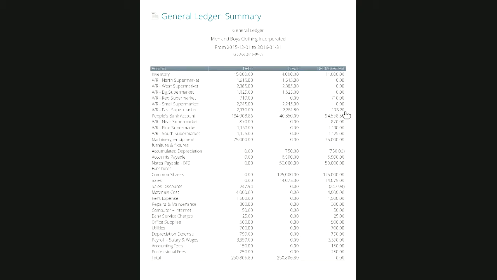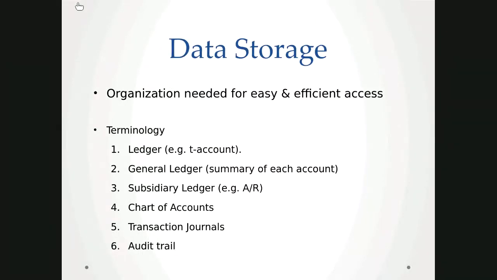Okay, so here, going back to our slide, we had the ledger, which is the T account, general ledger, which is the document that I showed you, and then we have a subsidiary ledger, which is an individual accounts receivable for each one of the customers, right? That is an example of a subsidiary ledger. You can have an accounts payable for each one of your suppliers, and that would also be an example of a subsidiary ledger. So far, so good. The first three: ledger, general ledger, and subsidiary ledger.